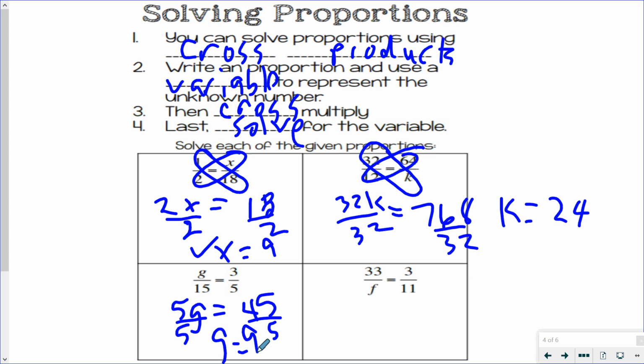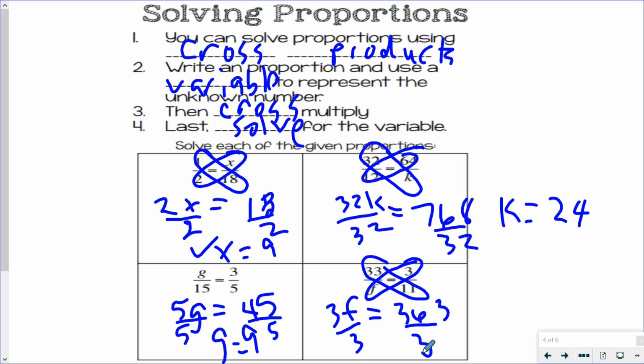And then the last one, it doesn't matter where the variable is, you're still using cross products. So you multiply 3 times f, which is 3f, and set it equal to 33 times 11, which is 363. You want to undo multiplying by 3, so you're going to divide both sides by 3. So f is equal to 121. So cross products, you just multiply across the equal signs diagonally, and then you divide.